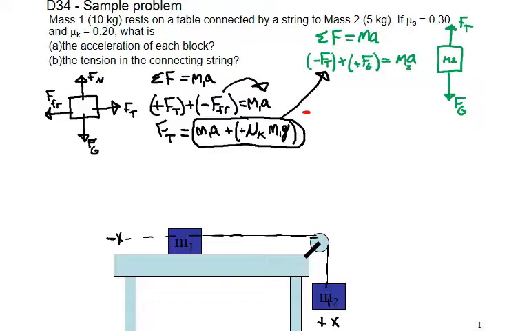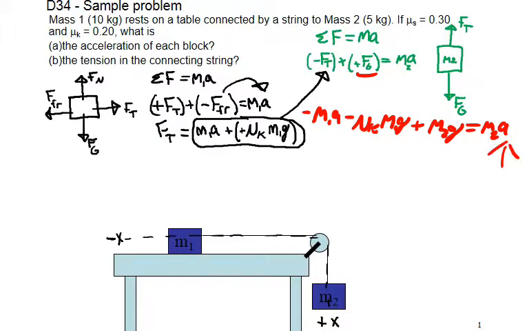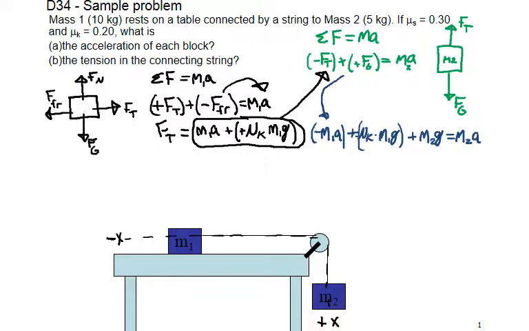So this will become negative m1a minus the coefficient of kinetic friction times m1g plus m2g, which is the force of gravity of the other one, equals m2a. And so now our only unknown is the acceleration, so we can manipulate our equation here to do that.